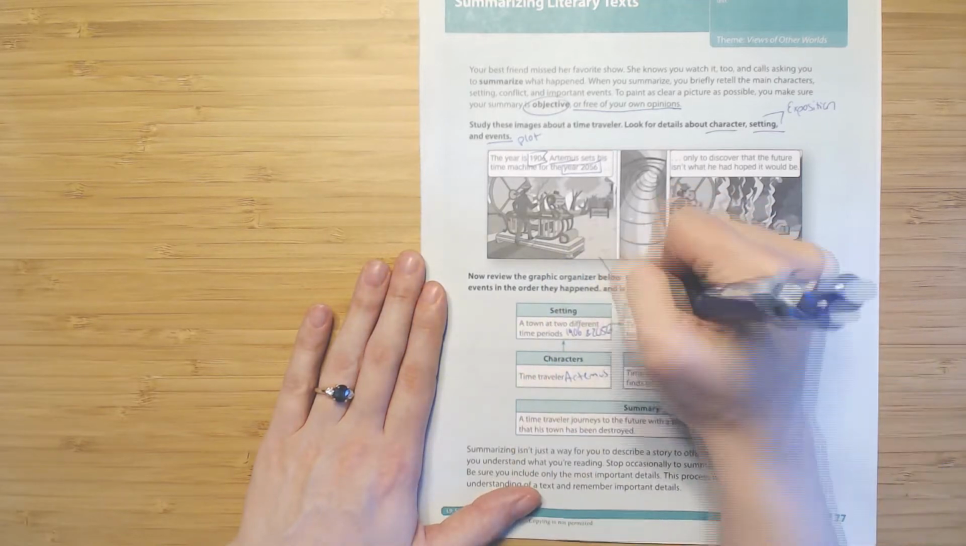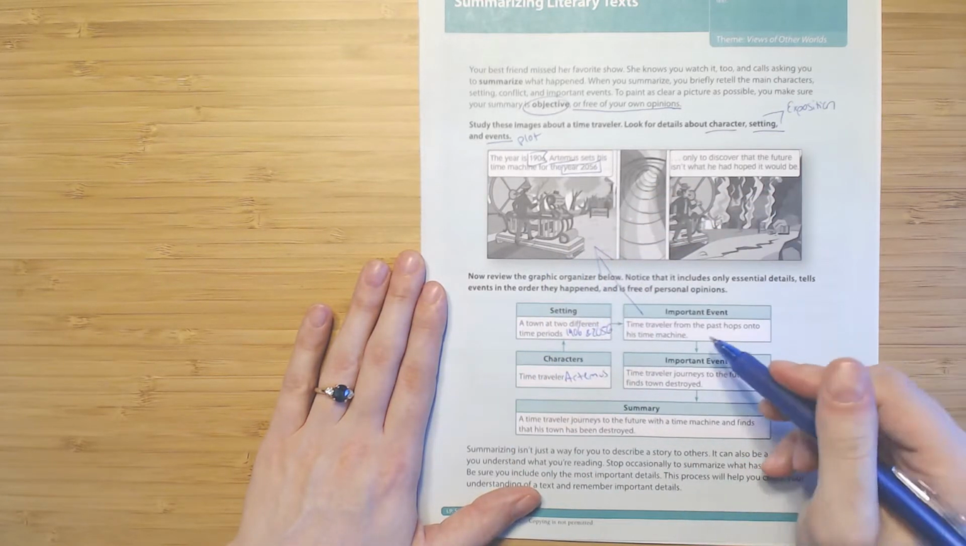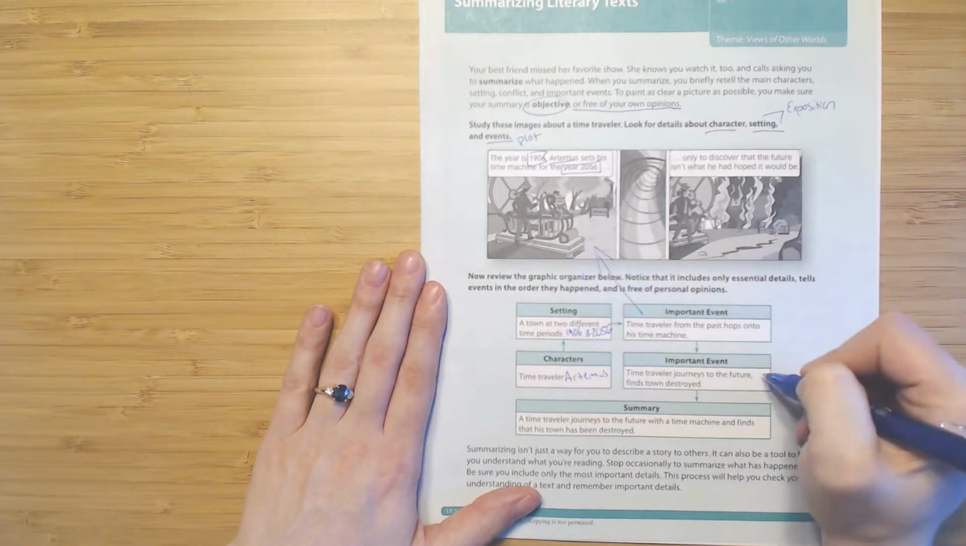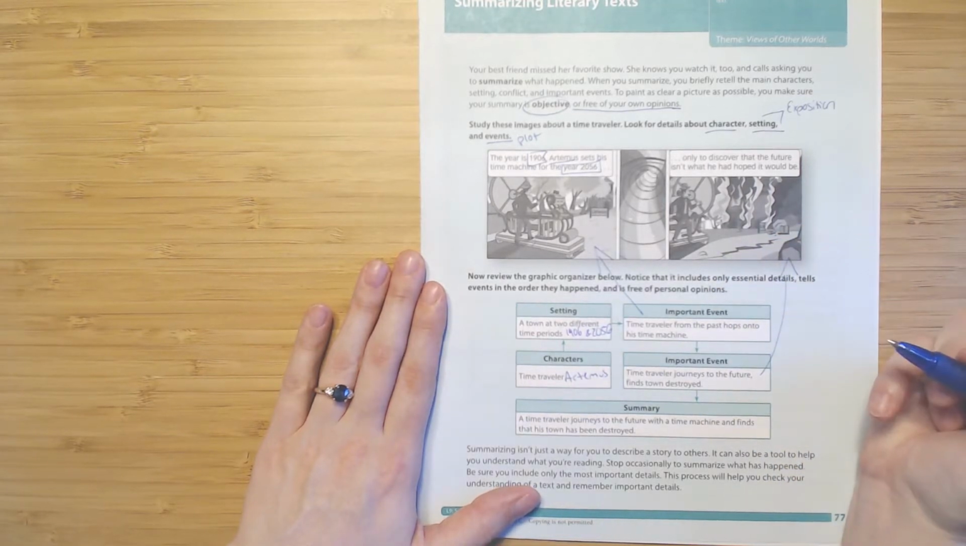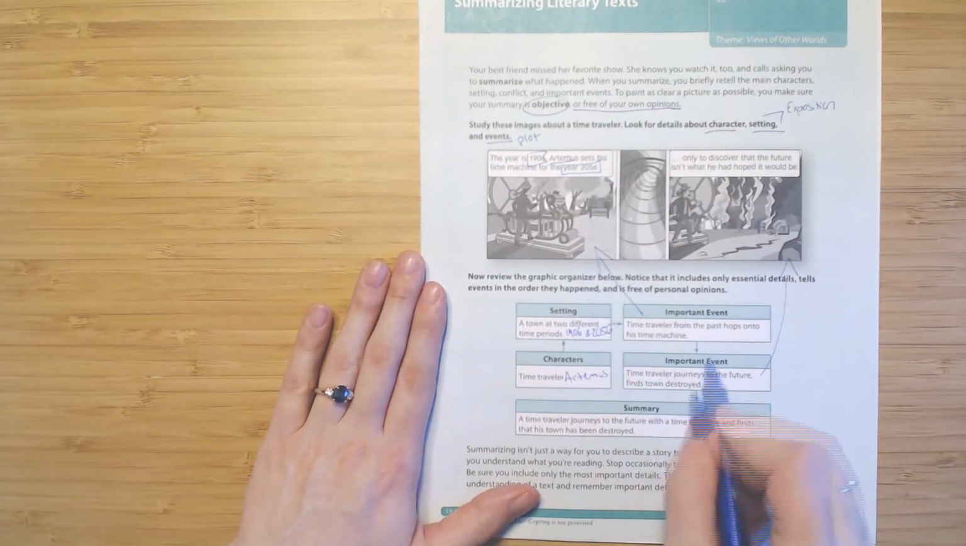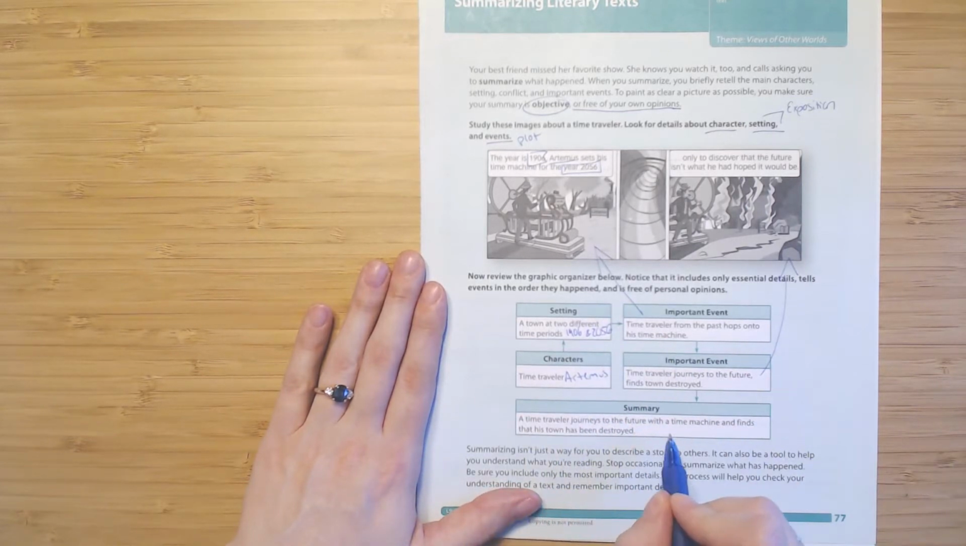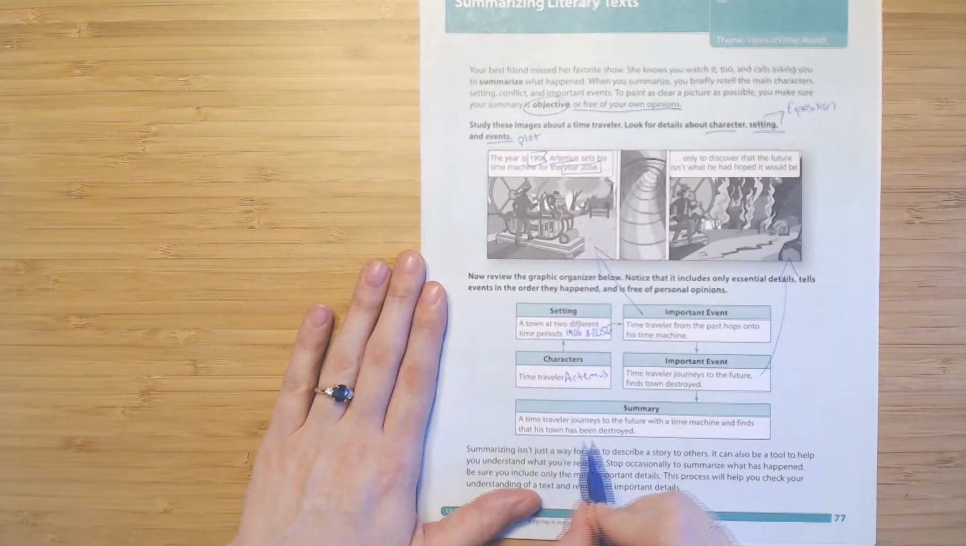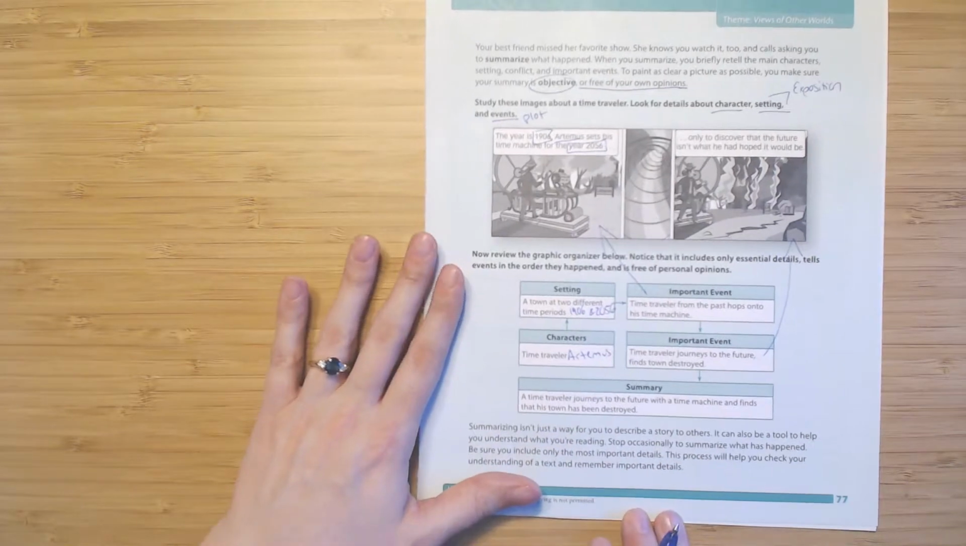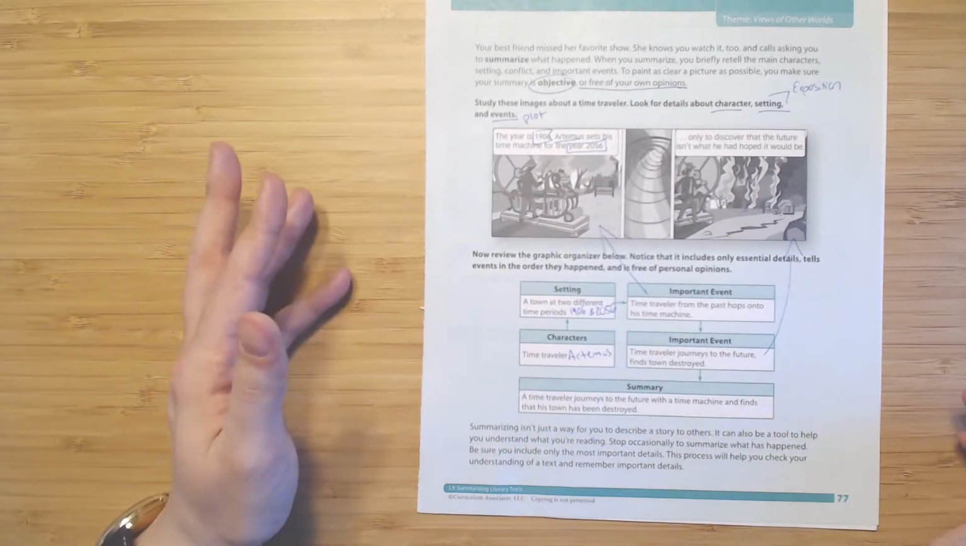The time traveler from the past hops into his time machine. That's here. He journeys to the future. He finds his town destroyed. That's up there. And then our summary just puts all these four ideas together. So it says, a time traveler journeys to the future with a time machine and finds that his town has been destroyed.